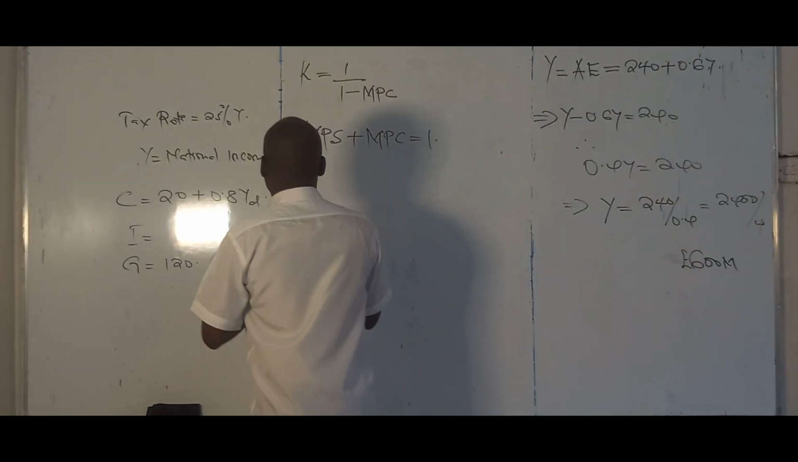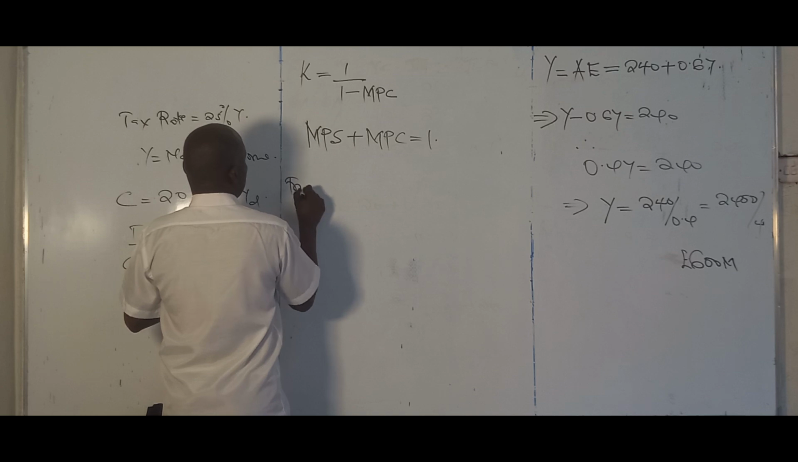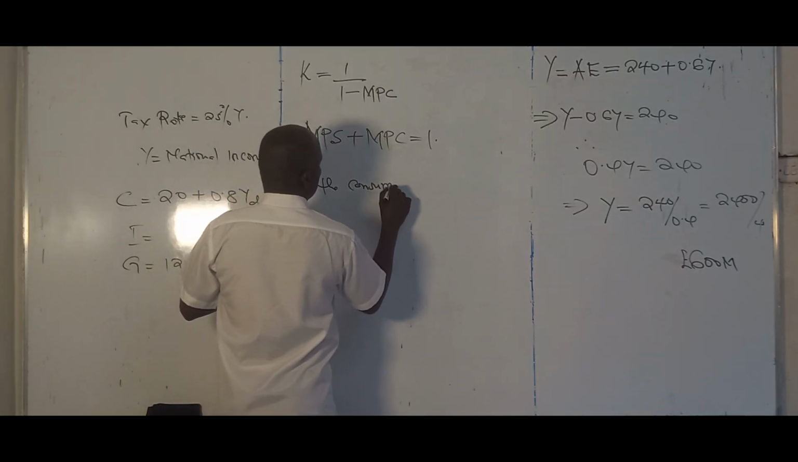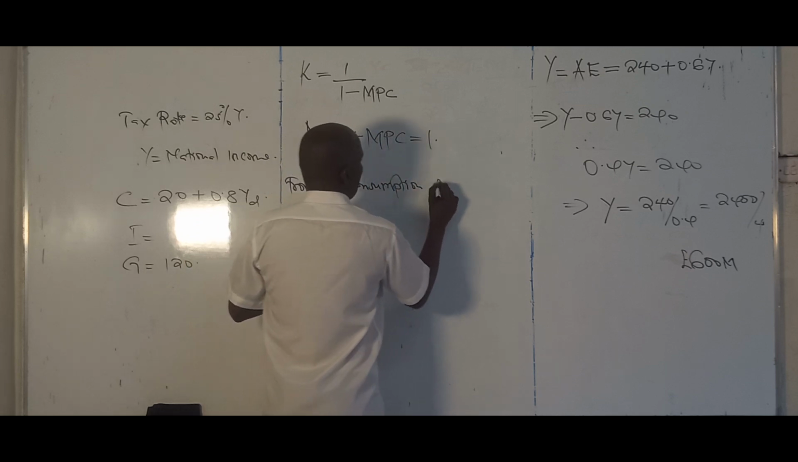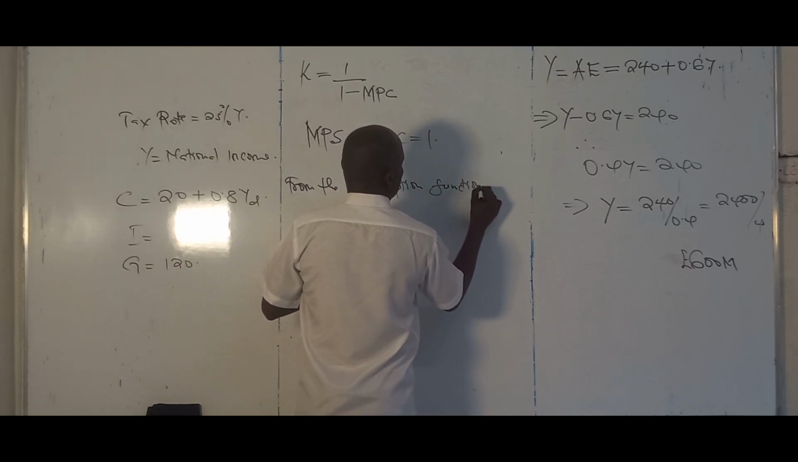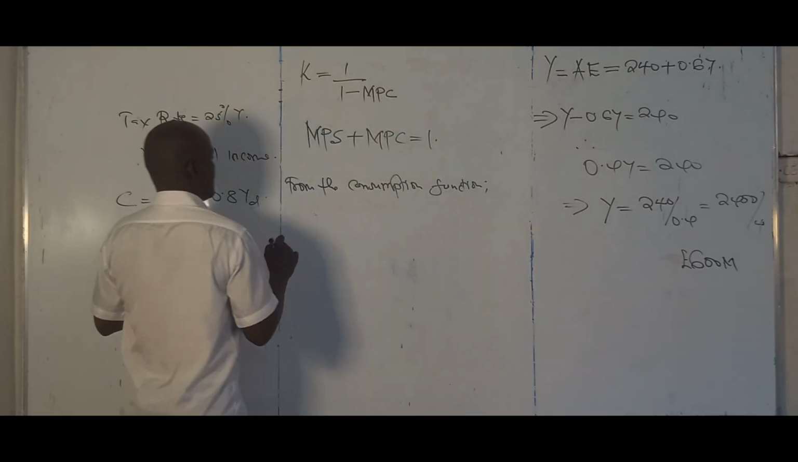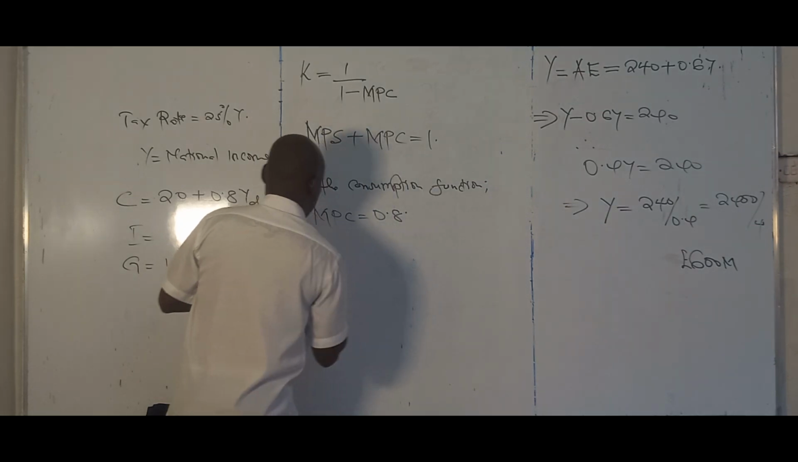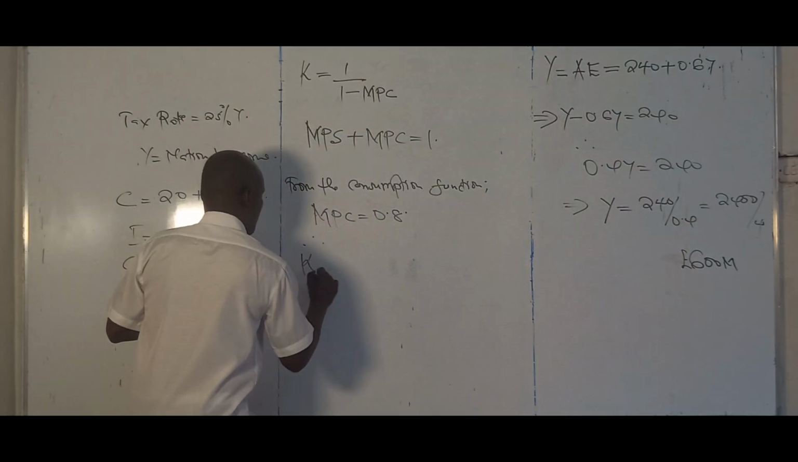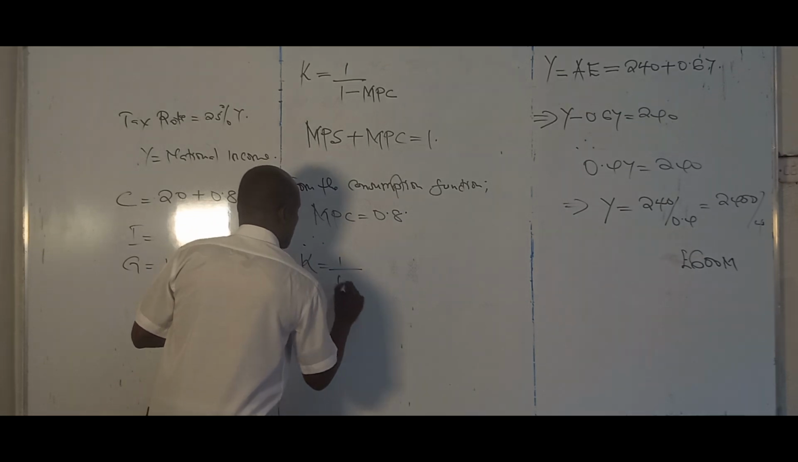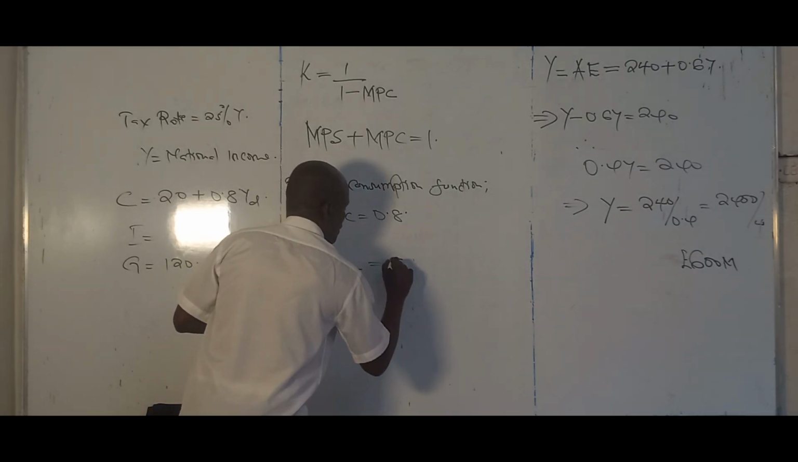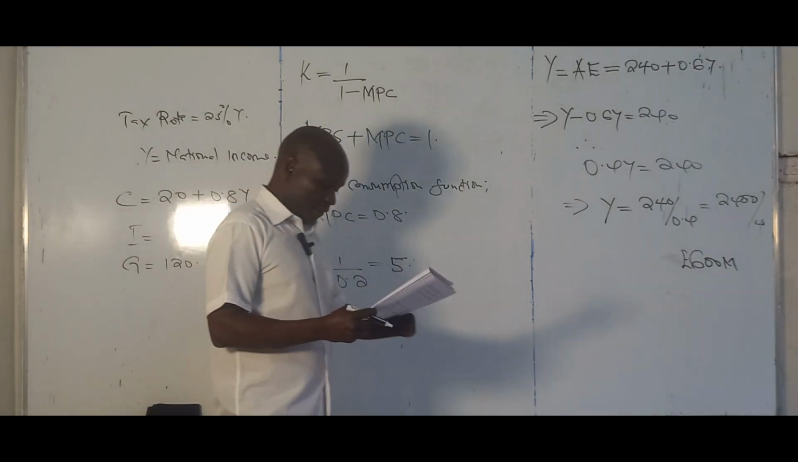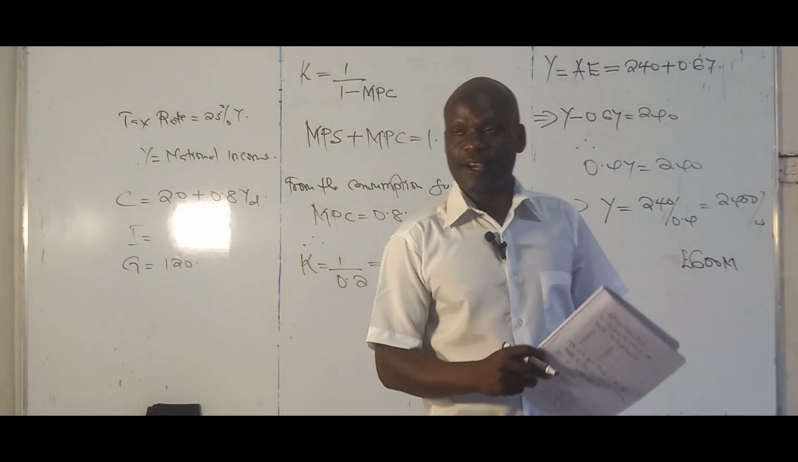Yes. So from the consumption function, MPC is equal to 0.8. Therefore, K will be 1 over 0.2, which is 5. So K is 5.